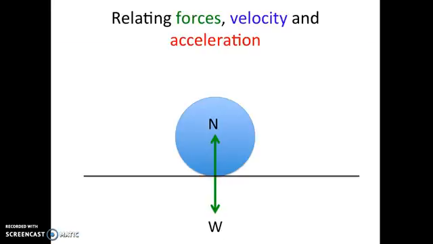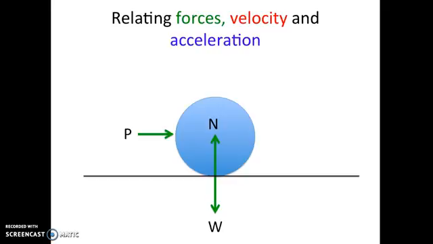Now, I wanted to show you some force diagrams in order to relate this for you. So here I've got a ball sat stationary on a surface. It's got its weight acting down, and due to Newton's third law, there's therefore a normal reaction force pushing back up. The sizes of the arrows are the same, so there's no resultant force. The object is not moving, so there's 0 velocity and 0 acceleration.